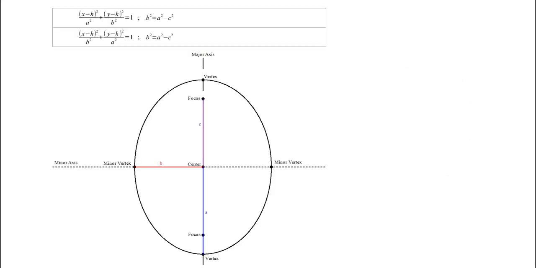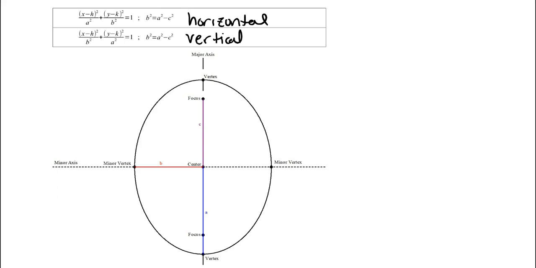So we've got two orientations of an ellipse that we need to pay attention to. And that's the vertical orientation and the horizontal orientation. So I've listed the two equations here. And the first equation is the horizontal orientation. And the second equation is the vertical orientation.